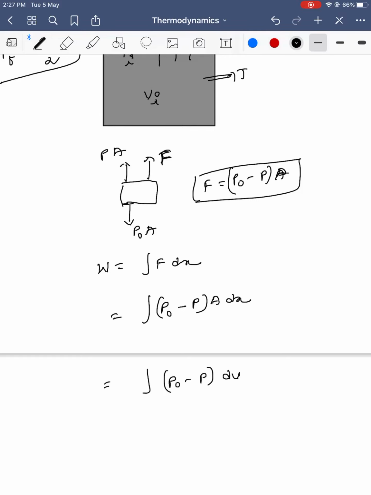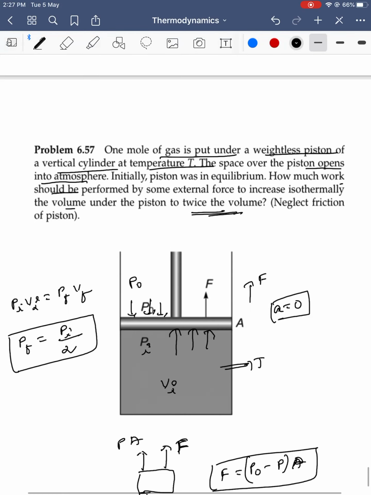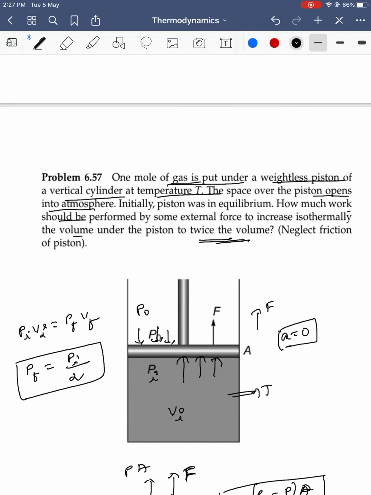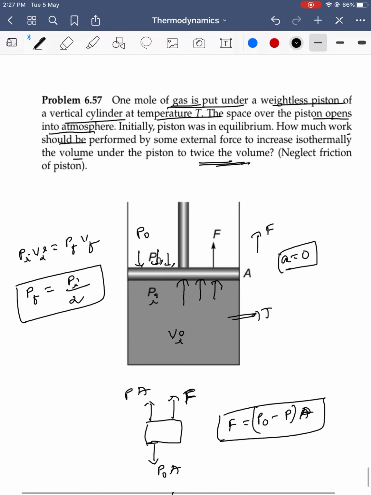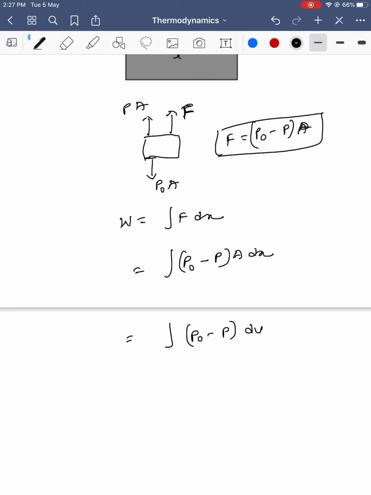From which volume to which volume is it changing? This is an ideal gas, a model gas is nothing but an ideal gas. So PV is equal to nRT. So the integral of P0 dV minus the integral of P dV, where I can write P as nRT by V. The limits are from Vi to Vi by 2.